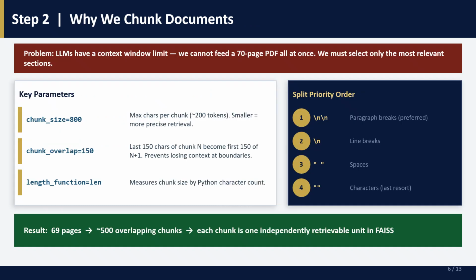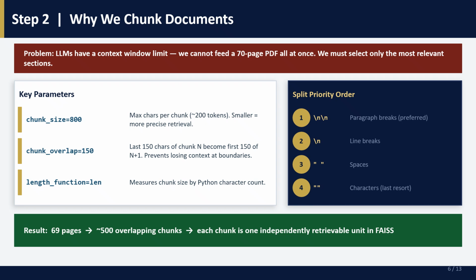Okay, let's move to step two, which is why we chunk documents. So step two is the chunking part. And this is where a lot of people initially ask, why bother? The answer is simple. LLMs have a context window limit. You cannot feed a 70-page PDF into a single prompt. So you have to select the most relevant sections. And to select the sections, you first need to break the document into retrievable pieces.